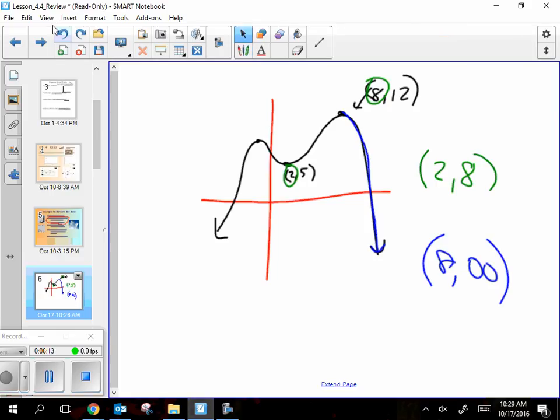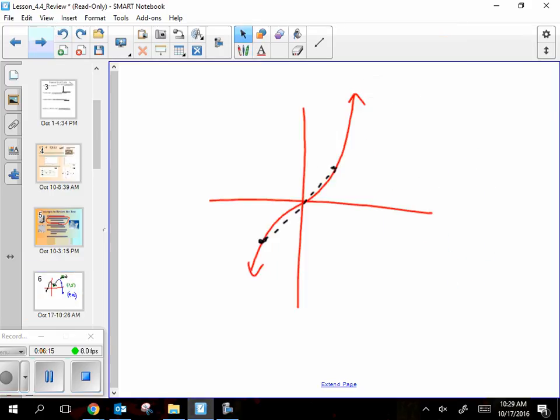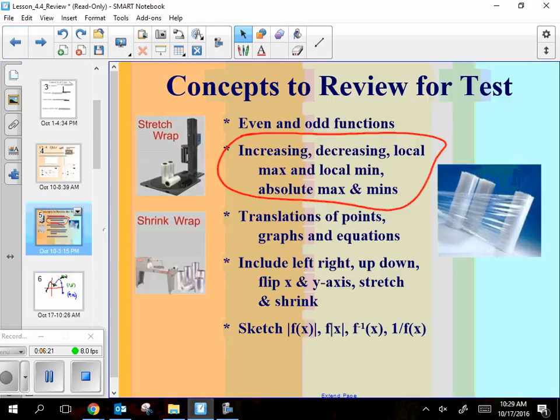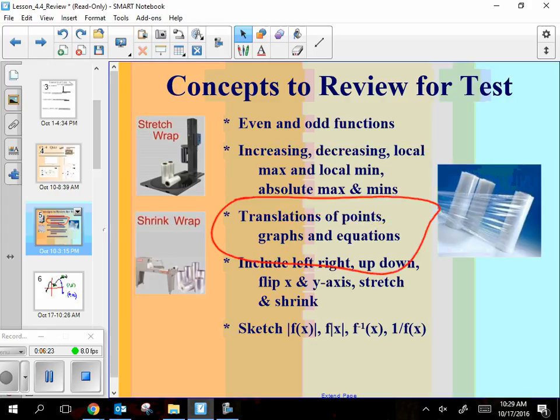Okay, good. So let's, I don't know, do you need more time on the increasing and decreasing and that kind of stuff? All right, I feel like you've got that. Let's save our time for the really complicated stuff at the end. Next is moving points and graphs and equations.